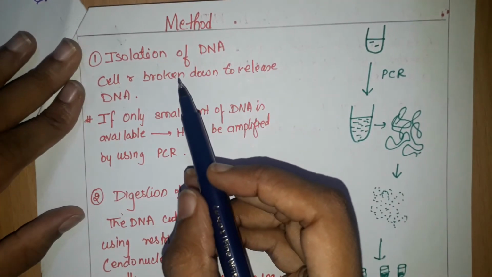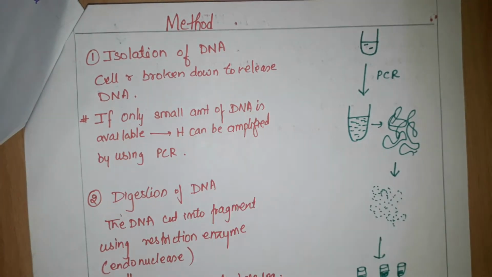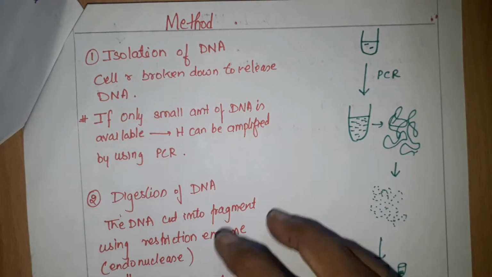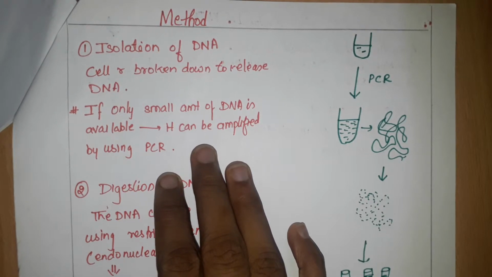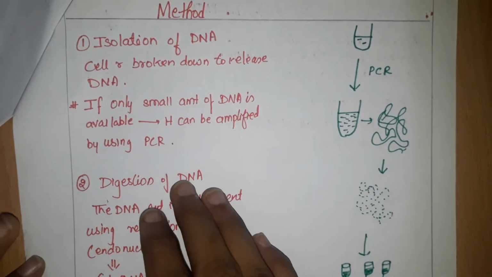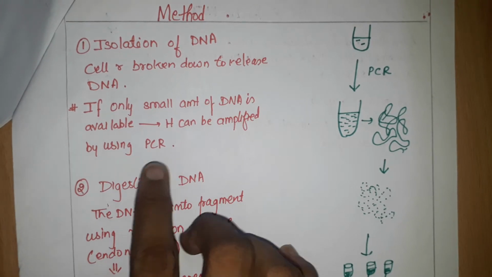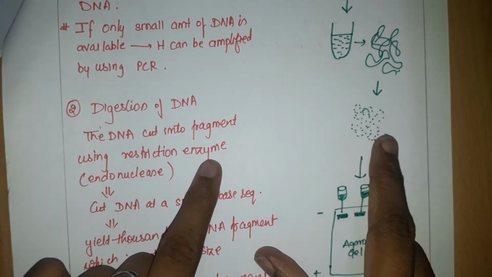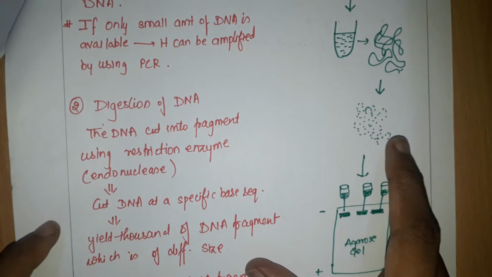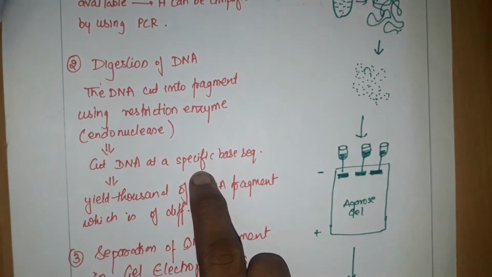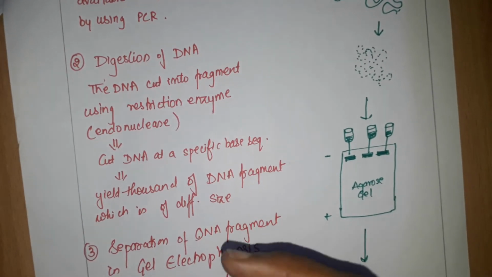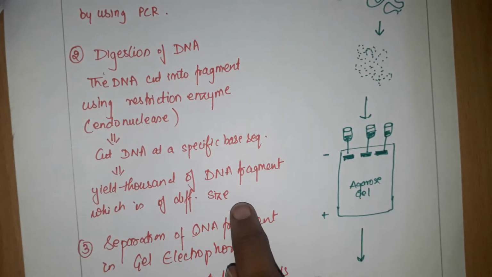Once again, I'll summarize this. First, we have to collect the sample, that sample which contains the DNA. If the DNA sample which we are taking is present in a very small amount, that will be amplified with the help of PCR, that is polymerase chain reaction. After that, the DNA is cut into small fragments with the help of restriction enzyme, particularly endonucleases. This restriction enzyme cuts the DNA at specific base sequences, and this will yield thousands of DNA fragments of different sizes.